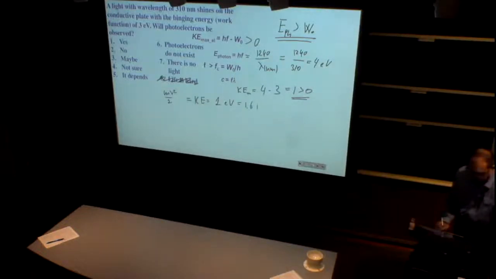because 1 electron volt in joules is 1.6 times 10 to the negative 19 joules. Now we can use joules and kilograms to calculate speed in meters per second. Speed will be equal to the square root of 2 times 1.6 times 10 to the negative 19, divided by the mass of the electron. I know it's supposed to be about 2 times 1.6, 3.2. 3.2 divided by 9 is 0.36, something like that.